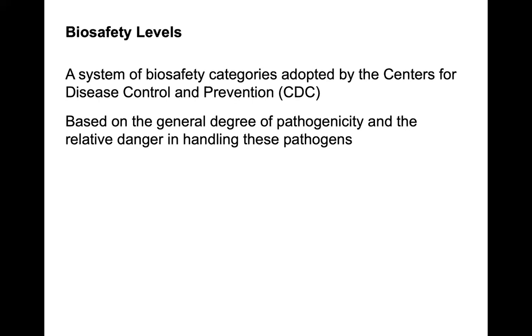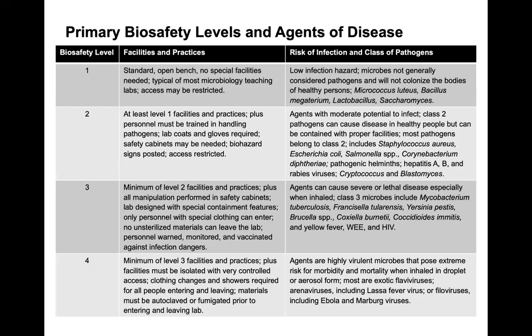We have what are referred to as biosafety levels. This is a system of biosafety categories that was adopted by the Centers for Disease Control and Prevention. It's based on the general degree of pathogenicity and relative danger in handling of these pathogens. The primary biosafety levels and agents of disease, we have 4.